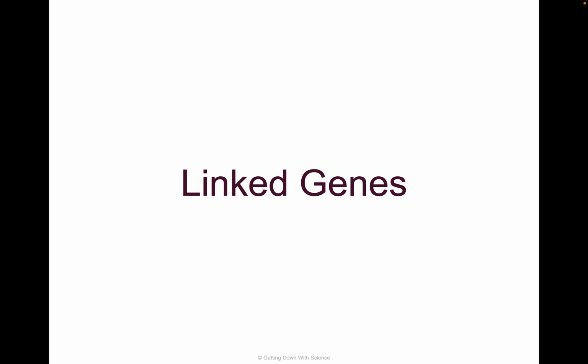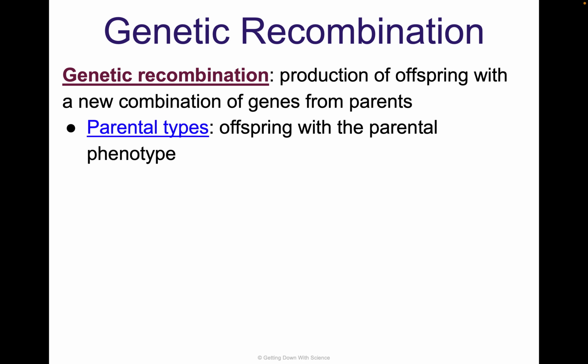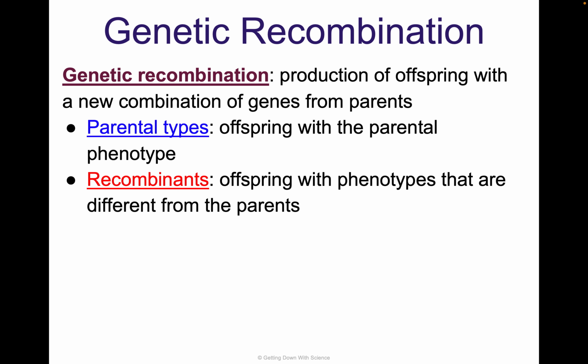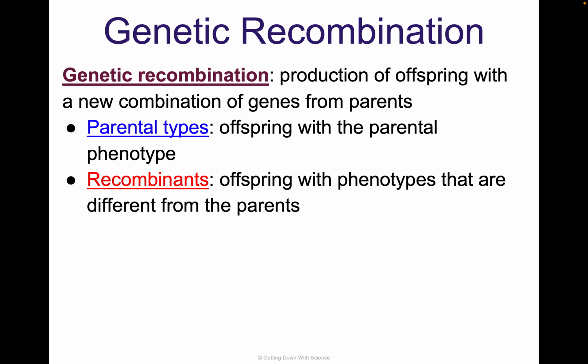Okay, genes can also be linked, right? Genetic recombination is what happens when we produce offspring with a new combination of genes from parents. We have a parental type. This is an offspring with the parental phenotype, but we also have recombinants. This is what we call offspring with phenotypes that are different from the parents. So your parent has one genotype, another parent has another, and we recombine those genes to express phenotypes that are different from the parental generation. Again, with this, we're not necessarily talking humans. Think of this more as like flies. Offspring can be born with all parental phenotypes in lower order organisms like that.